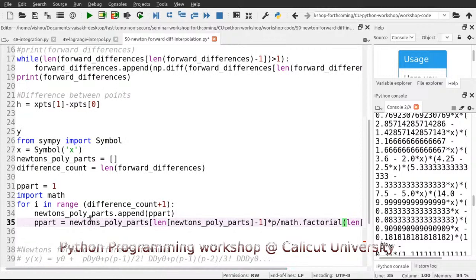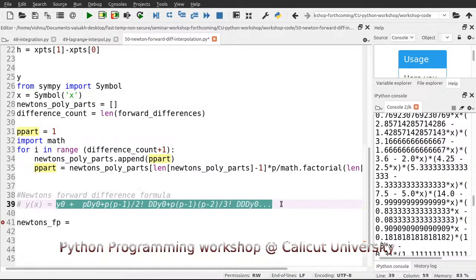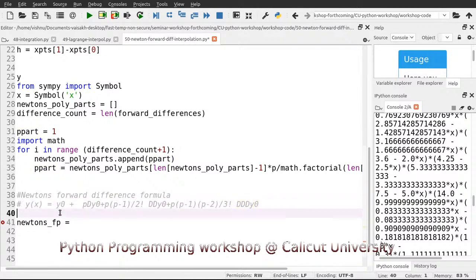So let me see if the logic is correct. What I'm trying to do is, I need to construct this polynomial finally. This is my aim. So I'm constructing another list in which the first element is 1, second element is p by 1 factorial, third element is p into p minus 1 by 1 factorial into 2 factorial, which is essentially p minus 1 by 2 factorial into the previous thing. And the fourth element is p into p minus 1, p minus 2 by, oh, this is not correct.